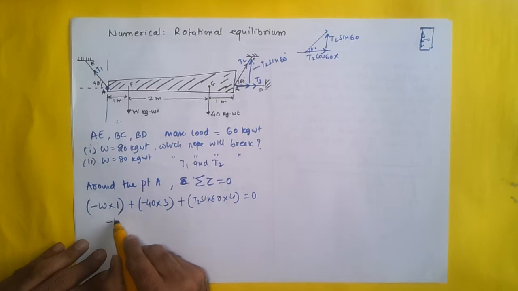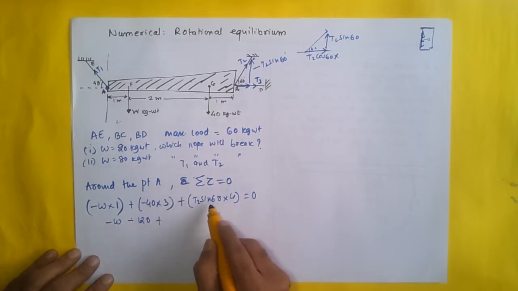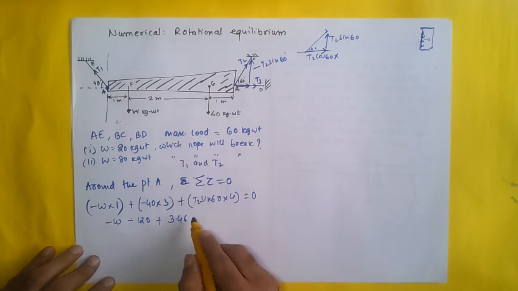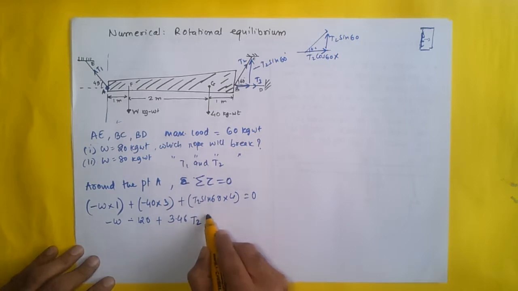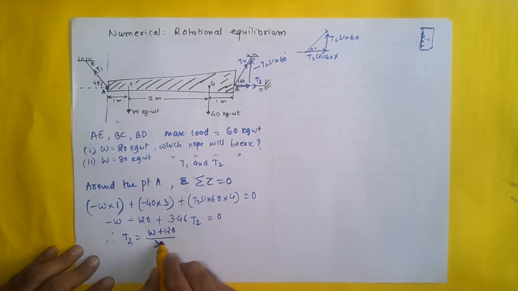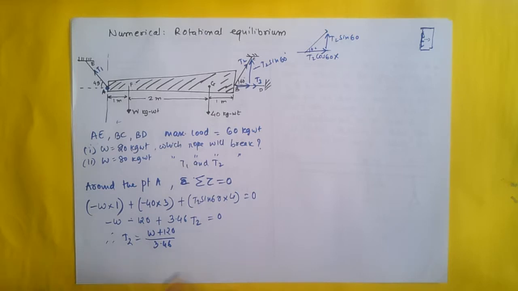This will give me minus W minus 120 plus. I am saving time, I don't want to show you this calculation. I have already done it. This will give me 3.46 T2 is equal to 0. And therefore I can write down T2 is equal to (W plus 120) upon 3.46. Okay, so I have got an equation of T2 in terms of W. So later on I'll put those values and see what is the value of T2.